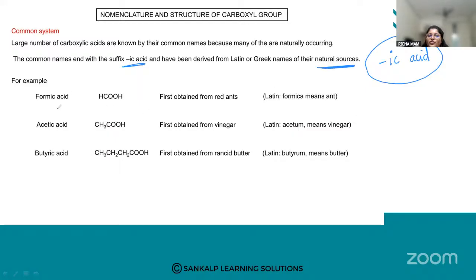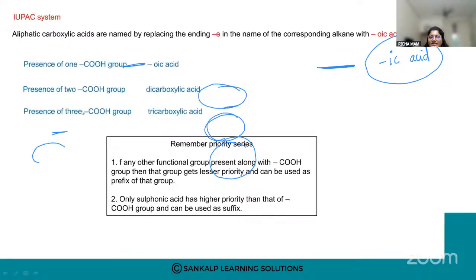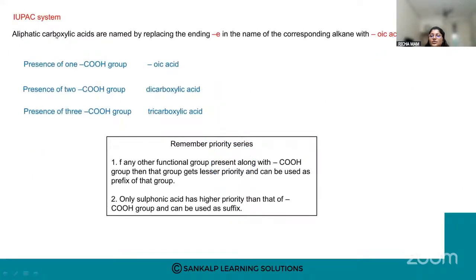So formic acid is first obtained from red ants. Acetic acid is obtained from vinegar. Butyric acid is obtained from rancid butter, in which butyric acid is present. Now we will see the IUPAC nomenclature. That was about the common name system.